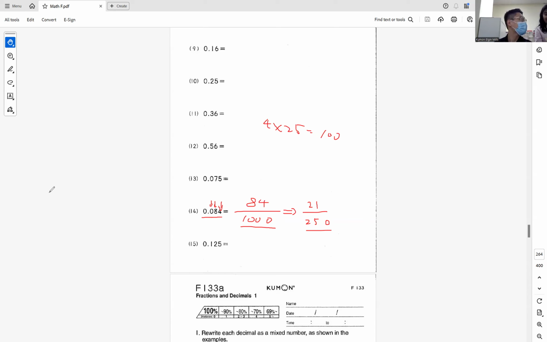Any questions for these ones? This one I can tell you is 1 over 8, because 125 times 8 is going to be 1000. Do you want to do the calculation on the side? You do it later. Okay, so this is 1000, right?